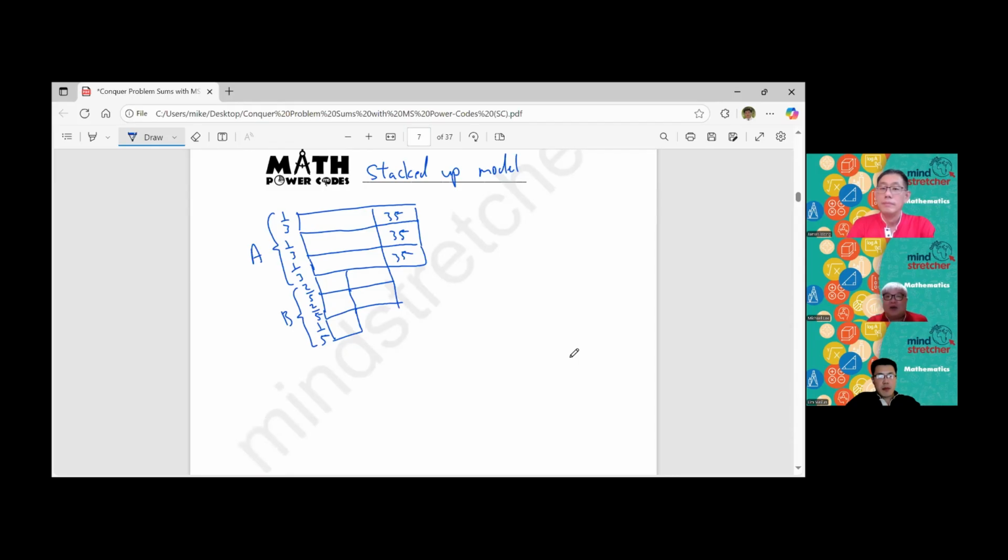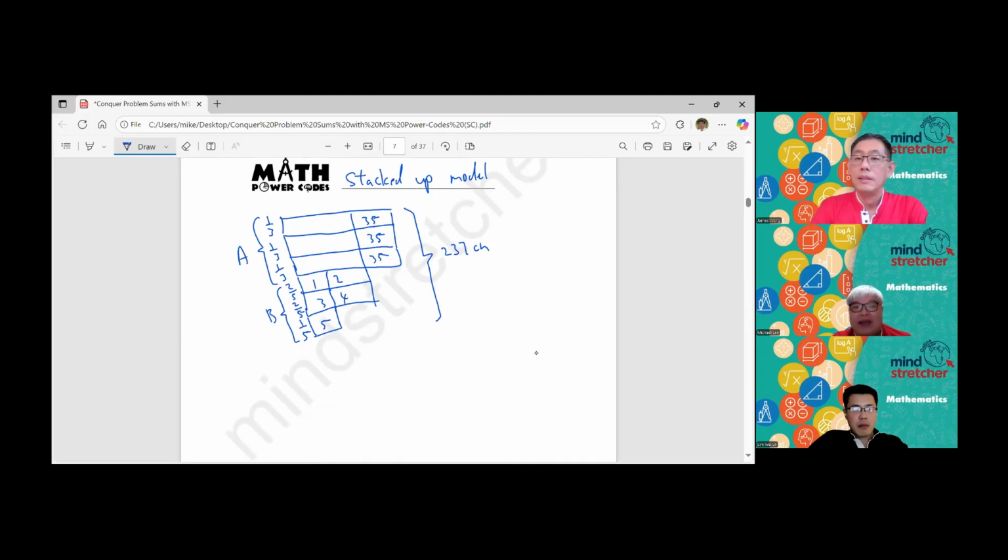Okay, so if there is no question with the model, then I will go on. So we know that this whole portion, that means stick A and stick B, is 237 centimeter. Okay, Gabriel, why is there a 1/5? Because I have 1, 2, 3, 4, 5. Because stick B will be 5 units.